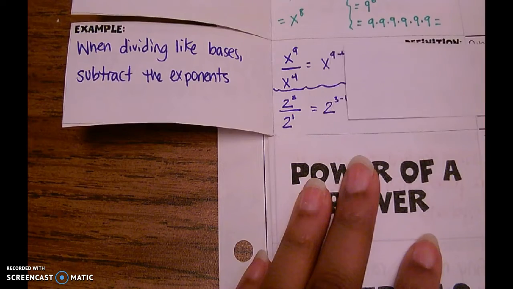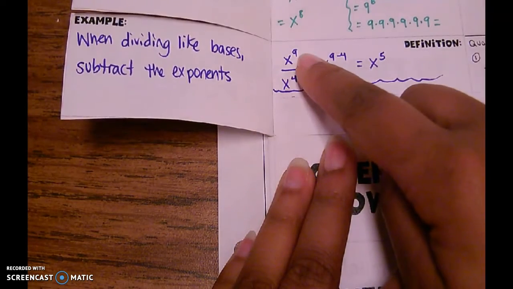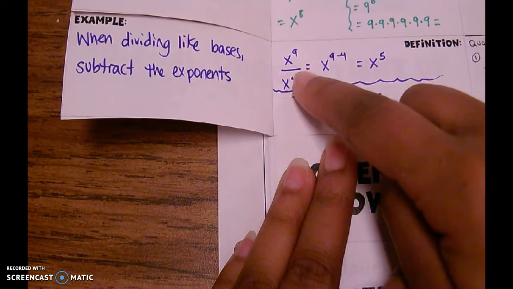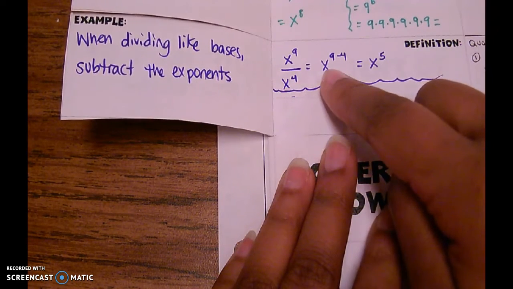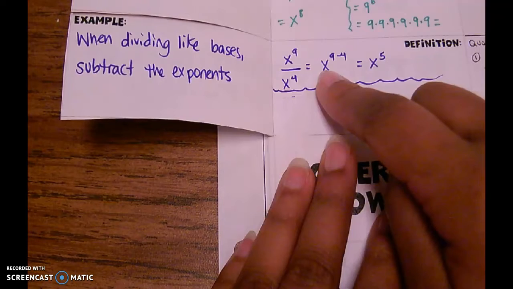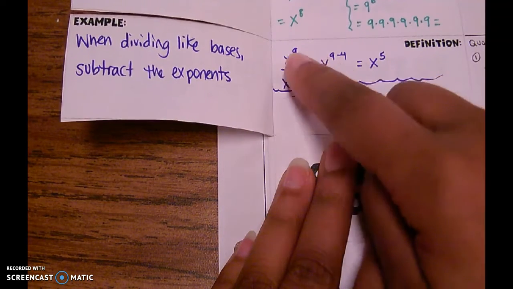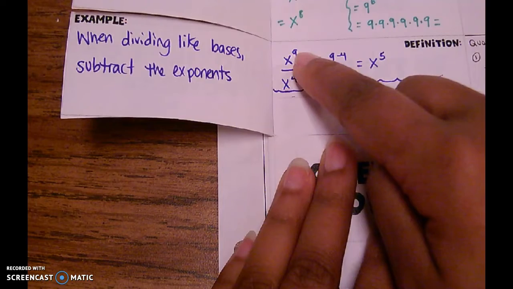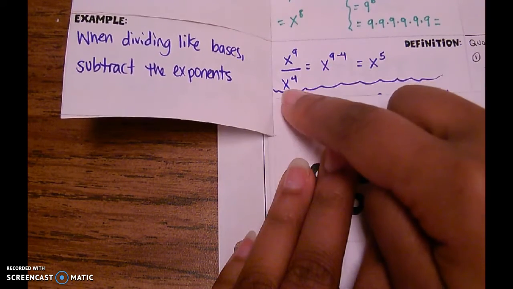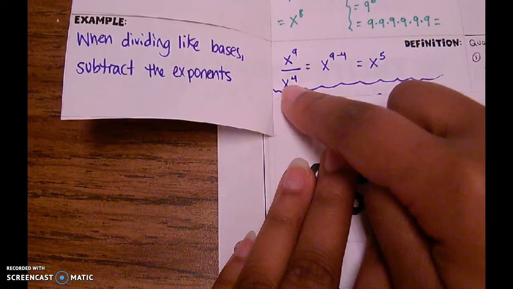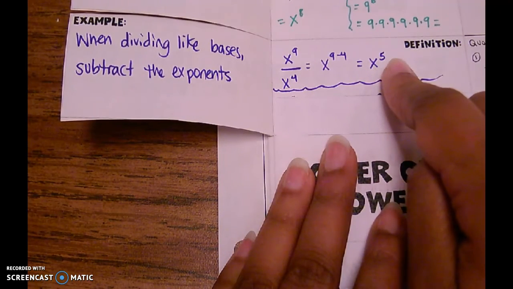If I have a problem where I have x to the 9th power divided by x to the 4th power, this is the same thing as writing my base of x, and then in the exponents, 9 minus 4. So the exponent in my denominator, I will subtract from the exponent in my numerator because both of the bases are the same, which would give me x to the 5th power as my final answer.